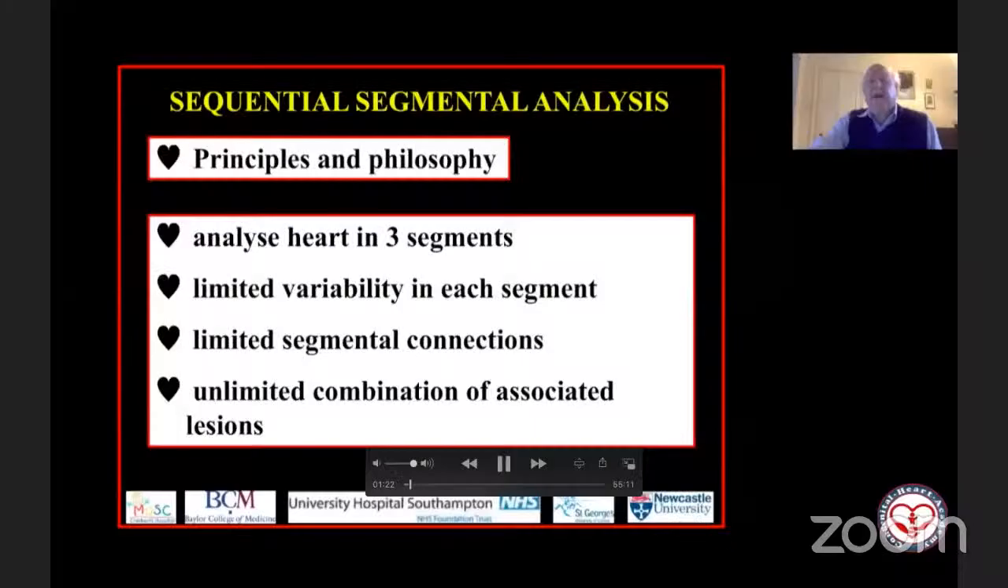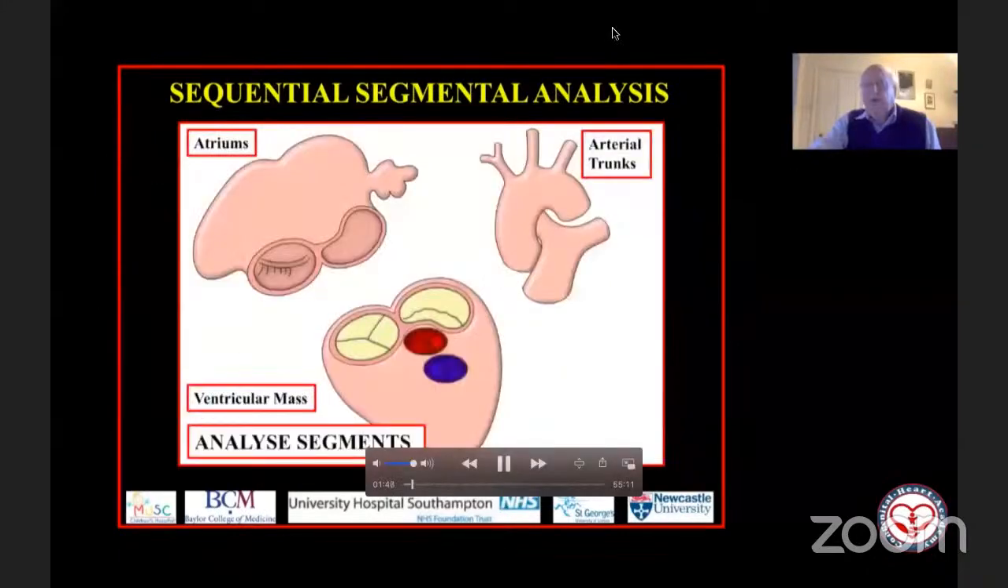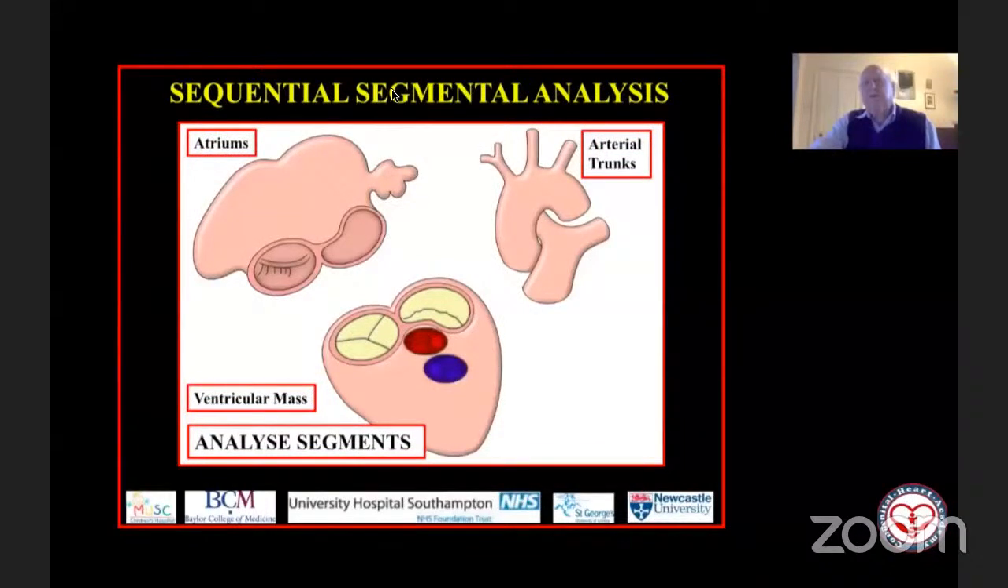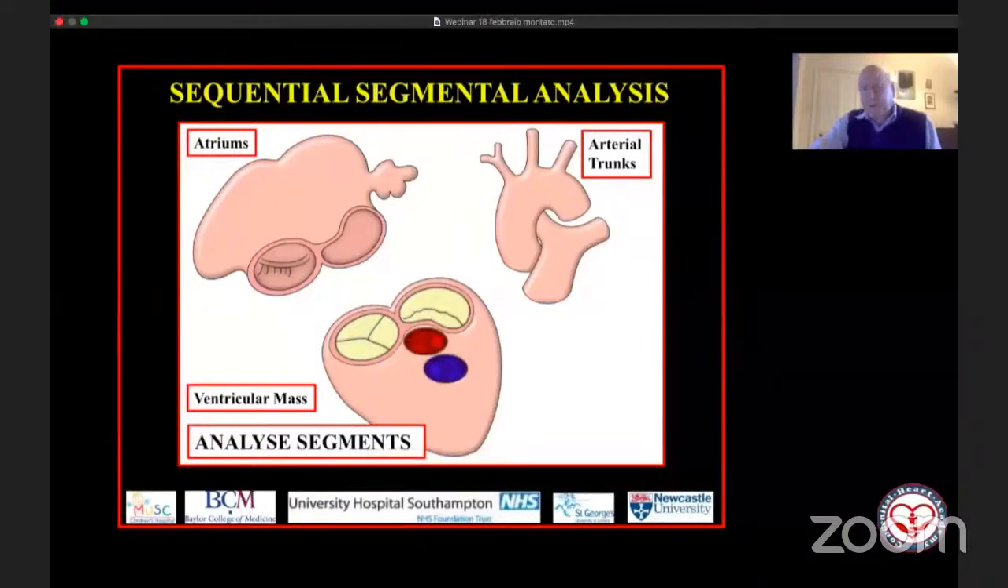the ventricular mass, and the arterial trunks. And so this is our starting point, the three cardiac segments. And as I explained to you last time, we had no intention of creating the schism that seems to have established between the way Richard initially explained the system and the way we turned it into sequential segmental analysis.